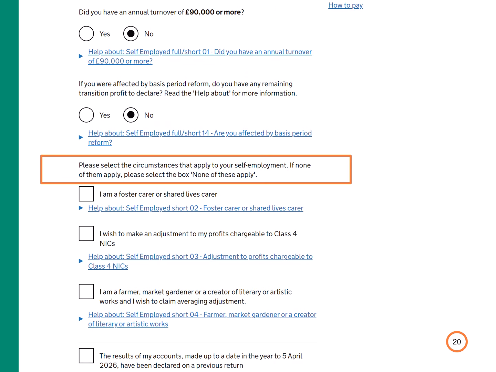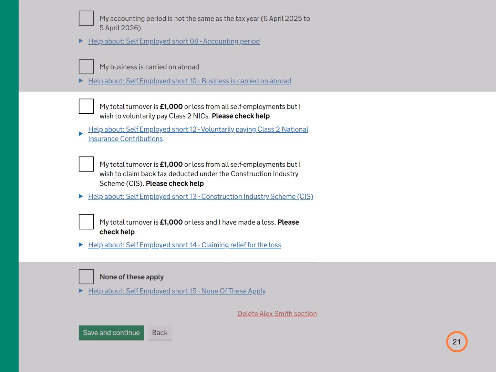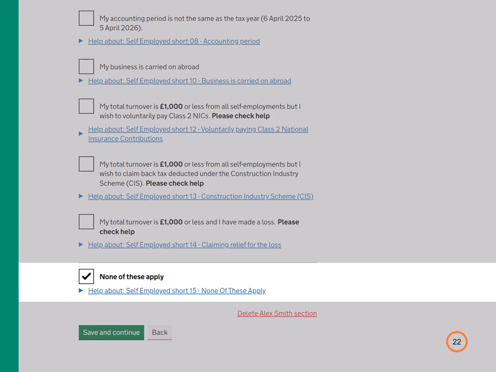If you want to answer no to both questions on page 1 of 1, we ask you to check through a list of circumstances and select any that apply to you. Towards the bottom of the page, there are some options for people who have a turnover of less than £1,000 but still want to fill in the self-employed section. For example, if you want to pay voluntary Class 2 national insurance contributions to build entitlement to contributory benefit like state pension. If none of the circumstances apply, select None of these apply at the bottom of the list.